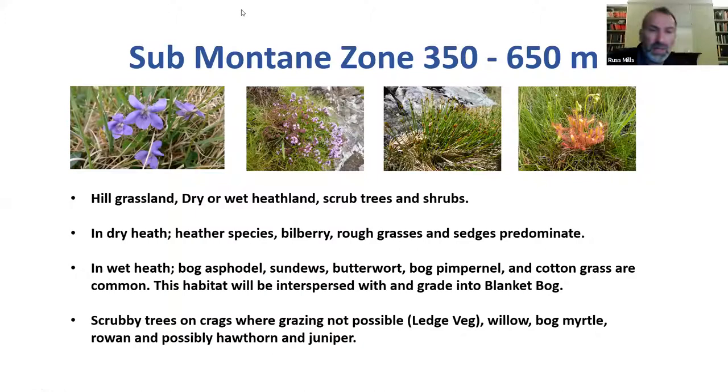So we might find scrubby trees in these areas, but where we do, it's often where the grazing is not possible because of the terrain. Now, it's very steep terrain, so there's little grazing being done there, or they're on ledges, and that's another name for it. It's called ledge veg. It's places where the grazing animals can't get to, and you get this more luxuriant growth. And you might see willow or bog myrtle or rowan, and possibly juniper in these areas.